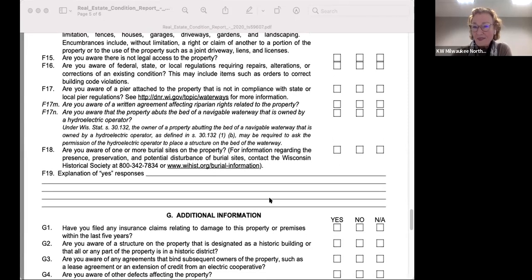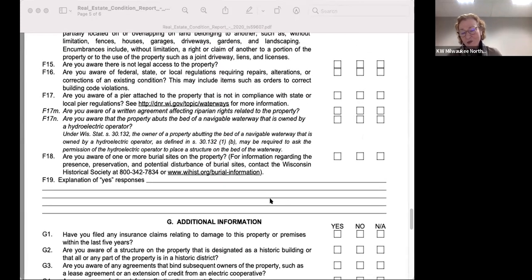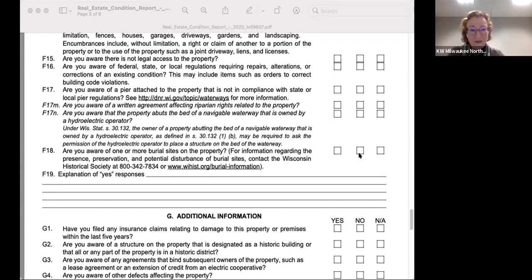Again, to your question too, you can direct the seller to different places where they can find this information out about the property, or they can basically just check no and say, I don't know, I have no idea.